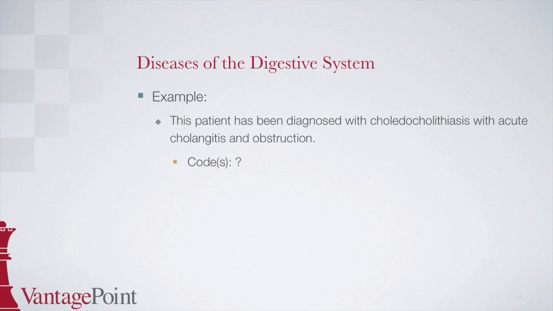For the next example, we have a patient that has been diagnosed with choledocholithiasis with acute cholangitis and obstruction. Choledocholithiasis, one of my favorite words, is calculi in the gallbladder and common bile duct. How would you code this? Please pause the webinar to complete this example and then hit play to continue and learn the answer.